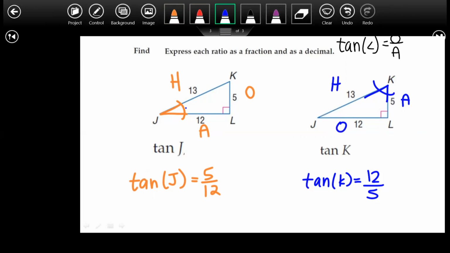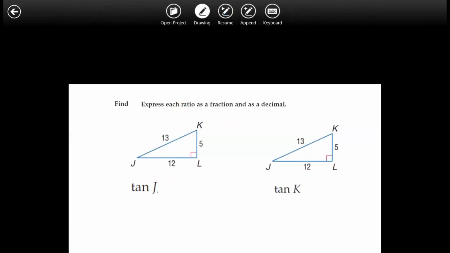Sine is opposite over hypotenuse. Cosine is adjacent over hypotenuse, and that's all we're doing. So depending on what information is given to us, we have to use a specific type. Okay? Here we go. Now, let's apply this knowledge.